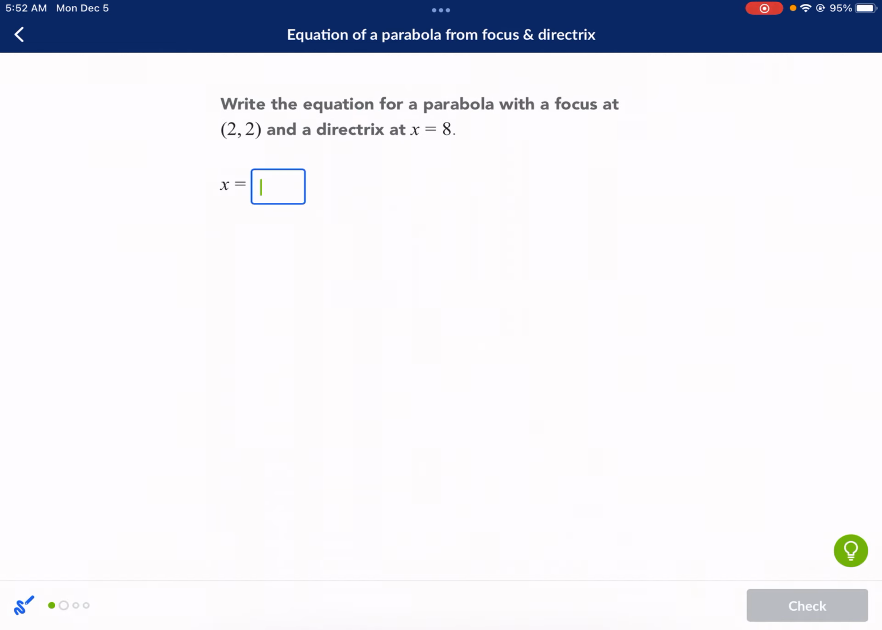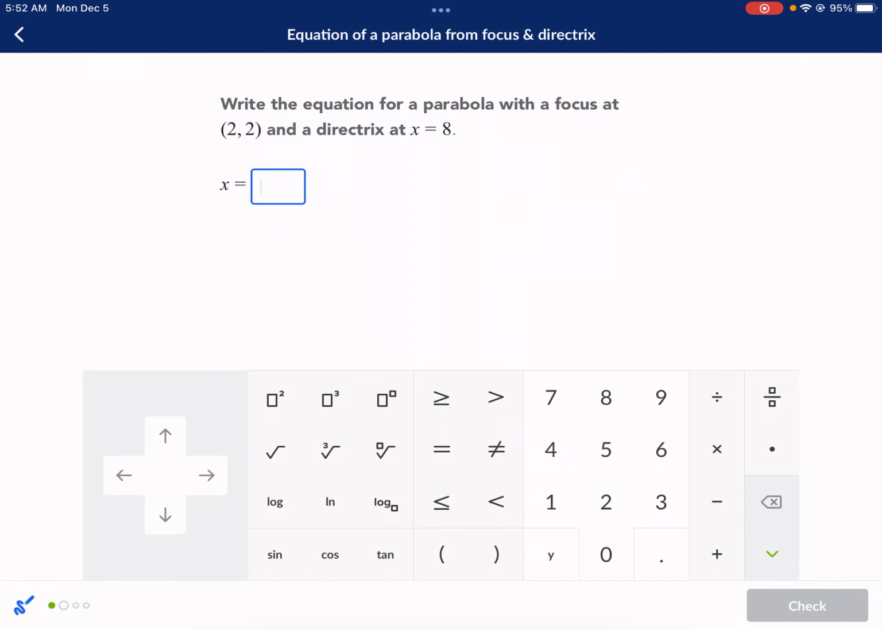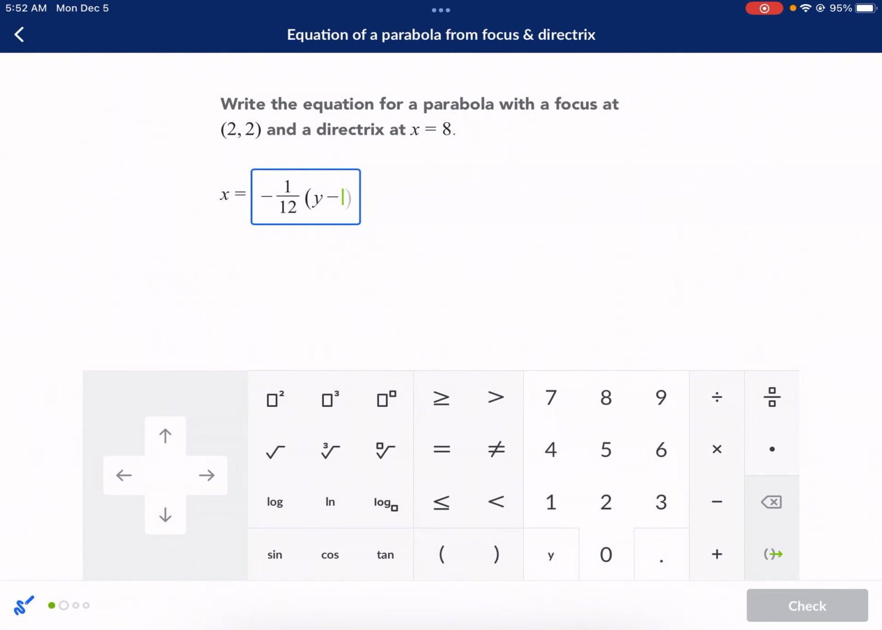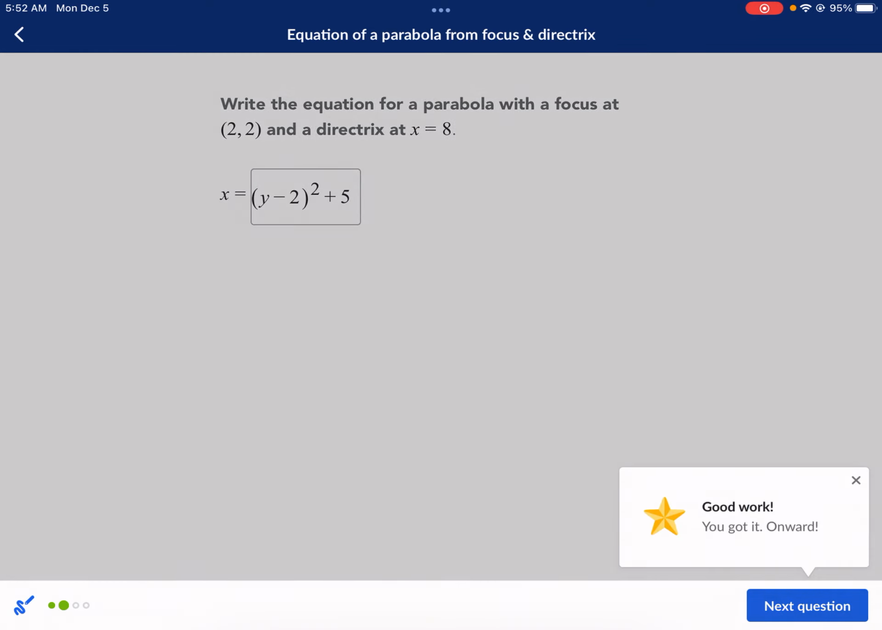We're going to type in negative 1 over 12. I might need to reference it again. So let's get negative 1 over 12. Then I have my parentheses, y minus, sorry, I meant y. And I say 2 for that, that was the y value of my vertex. And then my x value, I think it was 5. Yep, that's plus 5. Oh, forgot the squared. Don't forget the squared. That'd be easy points missed right there. All right, so got that one.